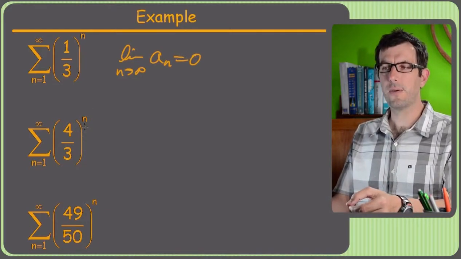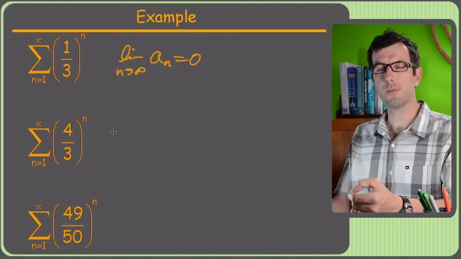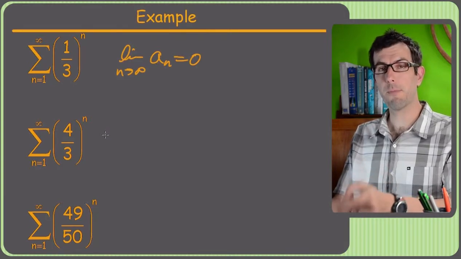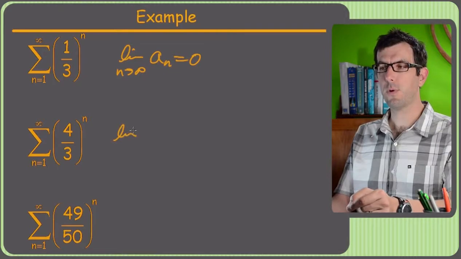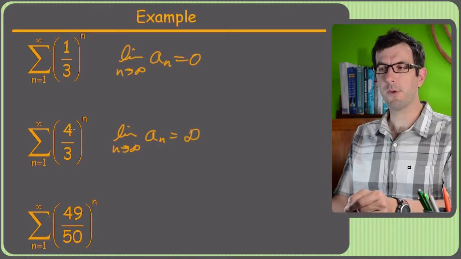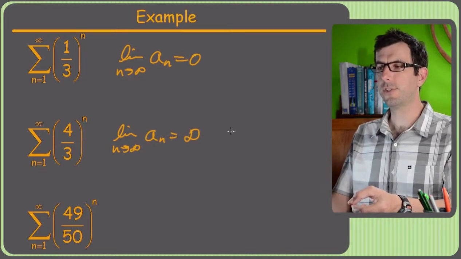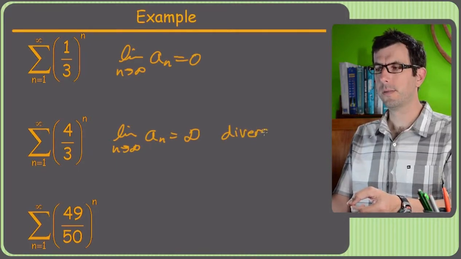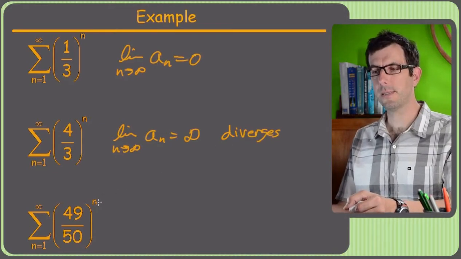So 4/3 to the n though. This is another geometric series, except because r is bigger than 1, each term is going to be 4/3 bigger than the previous term. We're multiplying by a number bigger than 1, which means on this one, the limit as n approaches infinity is equal to infinity. Because if you raise 4/3 to a really high power, you get infinity. So this diverges by the nth term test.